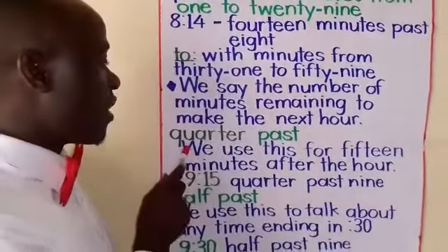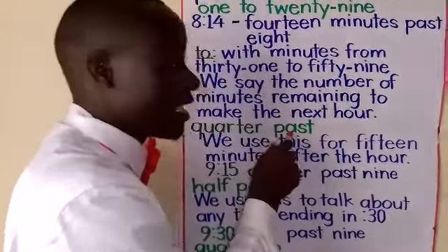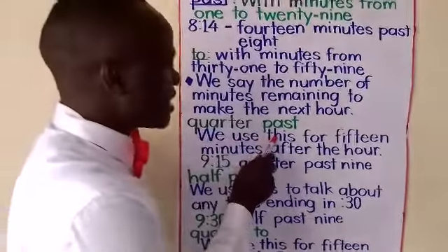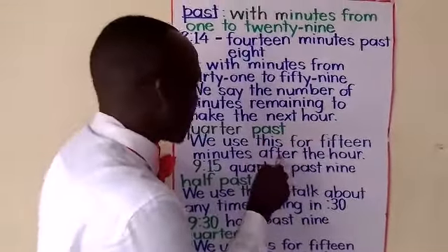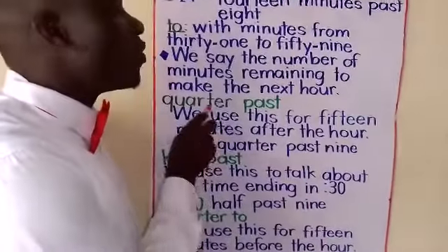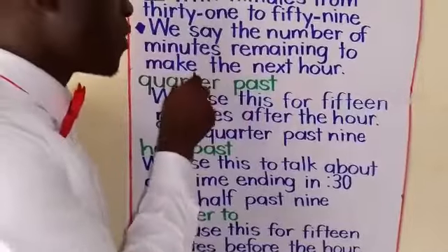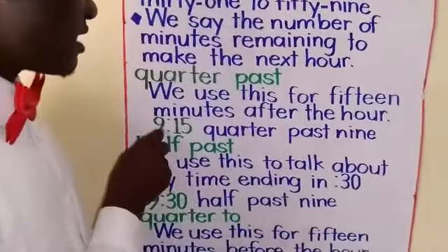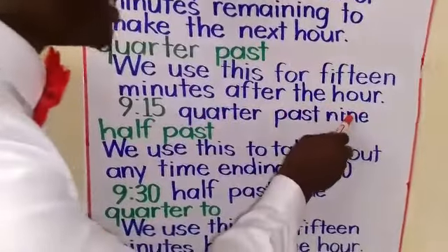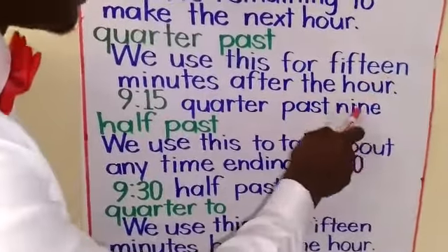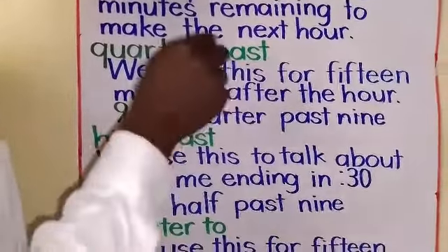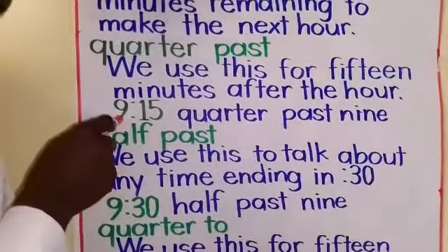Another phrase is quarter past. We say quarter past or a quarter past. We use this for 15 minutes after the hour. When 15 minutes have passed in an hour, that's when we use this particular phrase. For instance, this one here, we say quarter past 9. 15 minutes have already passed in this particular hour, so we say quarter past, plus the hour, which is 9.